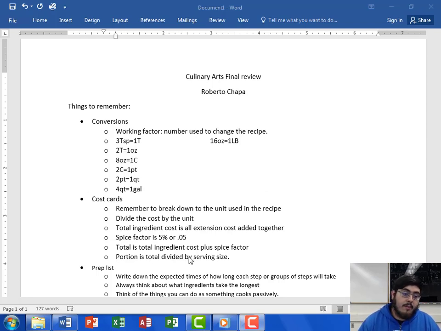So these are the 3 big things you're going to be seeing in a good chunk of your tests, and it's a good idea to memorize, or at least remember, these basics.